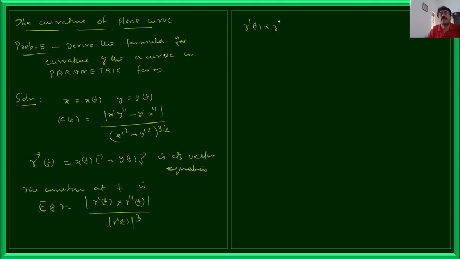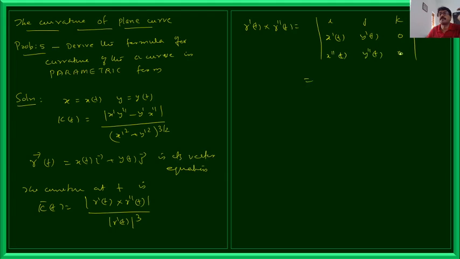r dash t cross r double dash t is equal to, you can write it as a determinant i, j, k. Here r(t) equal to x(t)i plus y(t)j. So r dash t is actually x dash t i plus y dash t j, and r double dash t is x double dash t i plus y double dash t j. So r dash t you can write, components x dash t, y dash t, 0, and that of r double dash t is x double dash t, y double dash t, 0.